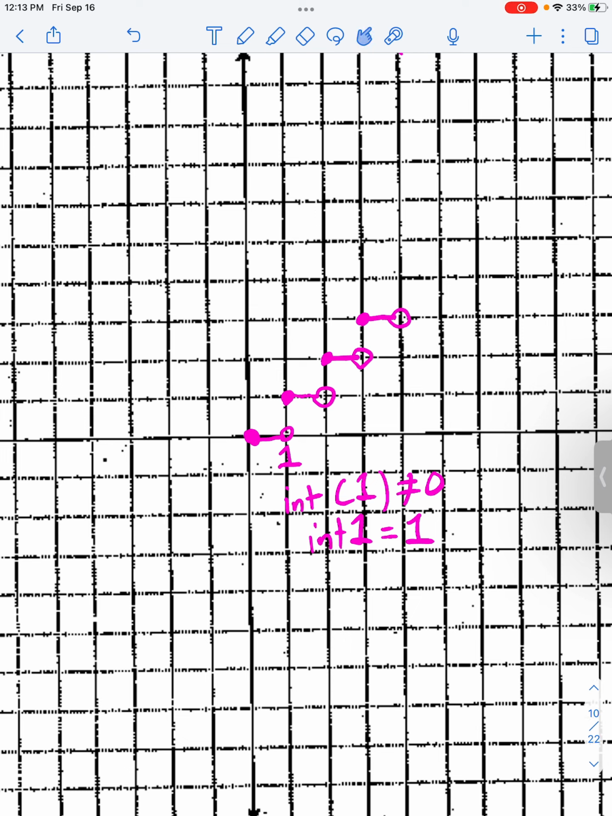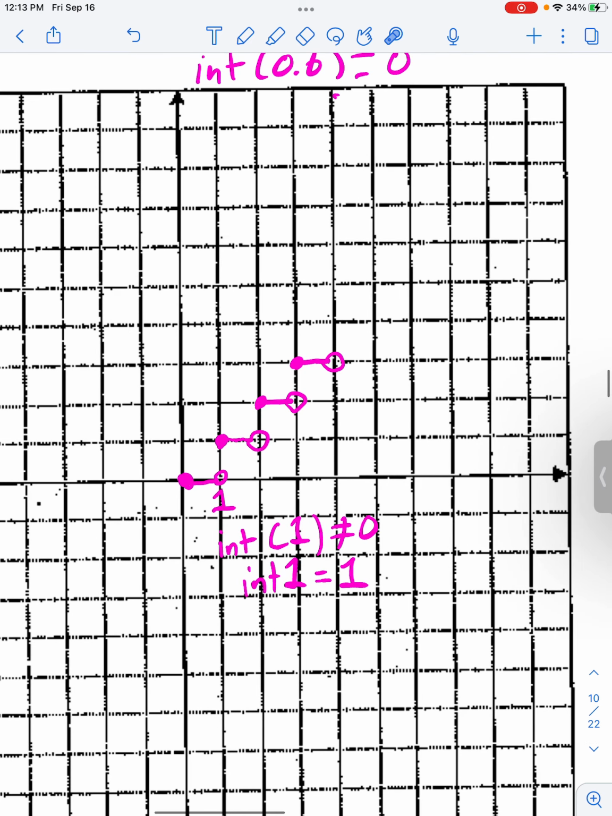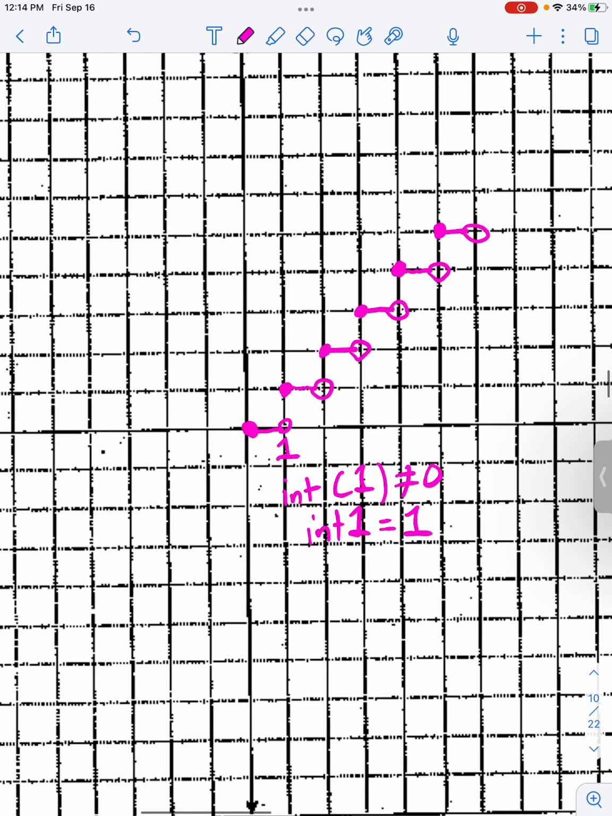Okay. So if I plug in a decimal between 1 and 2, that's going to go to 1. So that's all at y equal 1. If I plug in a number between 2 and 3, it's going to go to 2. If I plug in a number between 3 and 4, that's going to output 3. Okay, so just all these steps right here. All right, and so on.